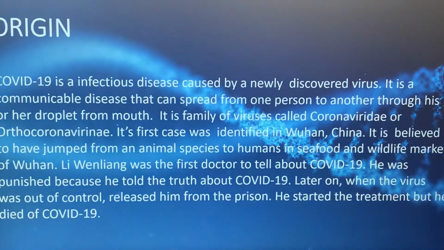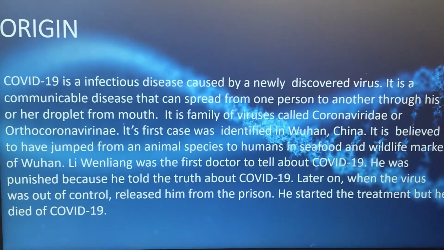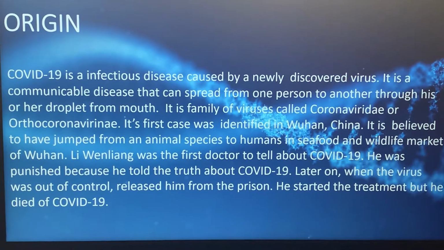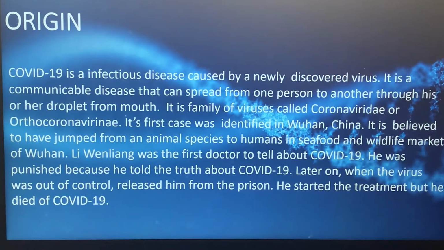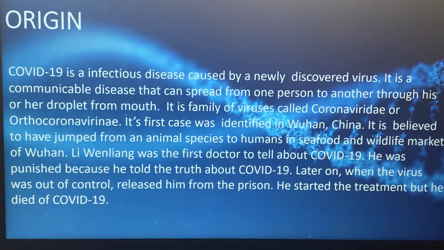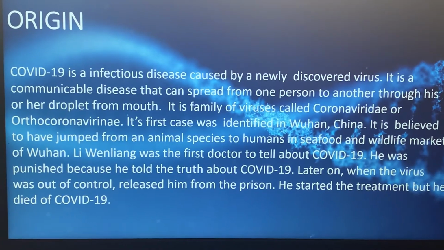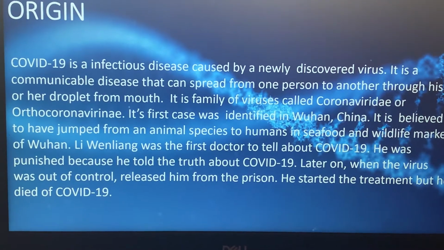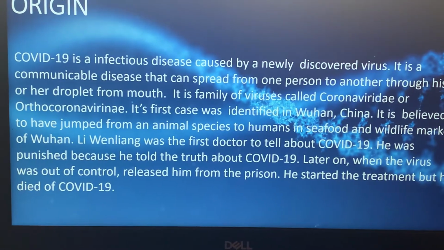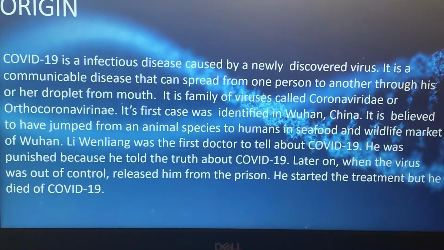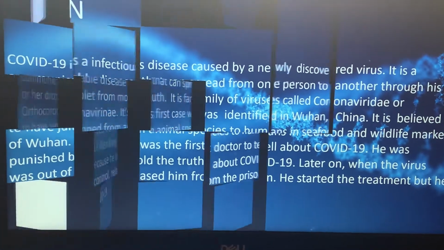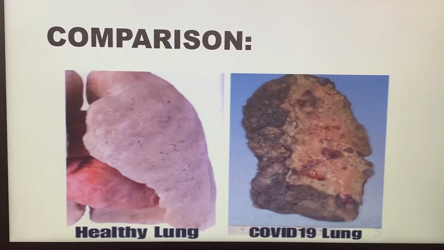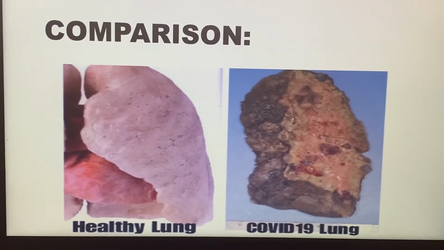So first we have origin. COVID-19 is an infectious disease caused by a newly discovered virus. It is a communicable disease that can spread from one person to another through his or her droplets from the mouth. Its first case was identified in Wuhan, China. It is believed to have jumped from an animal species to humans in the seafood and wildlife market of Wuhan. So here is a picture of a healthy lung compared with the COVID-19 infected lung.